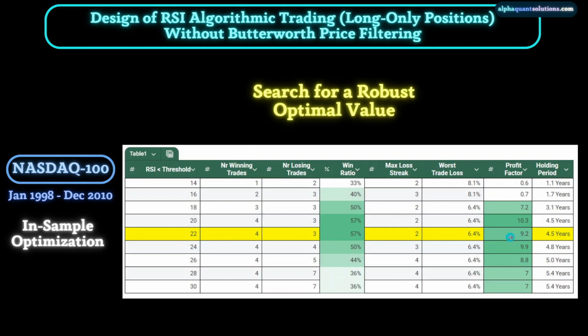This gives us a profit factor of 9.2. The worst trade is 6.4%. Max loss streak is 2, and a win ratio of 57.